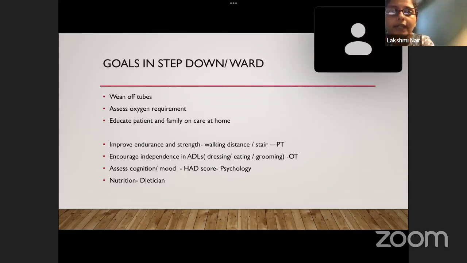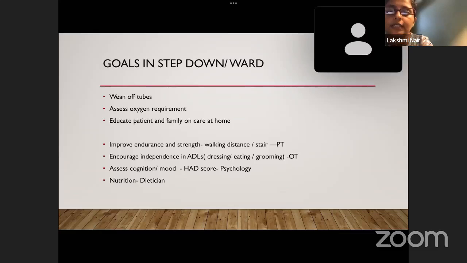So assess the oxygen requirement. While you are exercising the patient, definitely assess the oxygen requirement. You are there with the patient when they are mobilizing. So that is an excellent time to assess the capacity of the lungs. So you will be able to guide them how fast to wean off the oxygen. Educate, you can start mobilizing even with the CPAP. When they are still on the CPAP, we make them walk by PAP. Educate the patient and family on care at home.